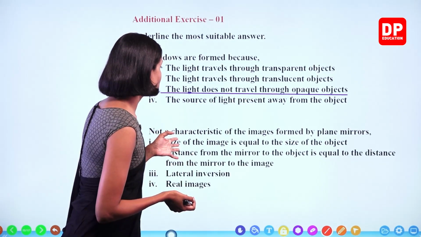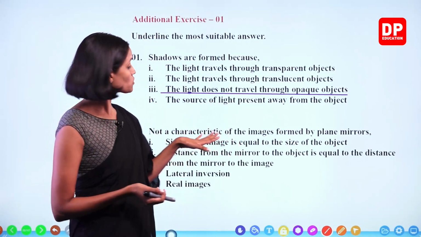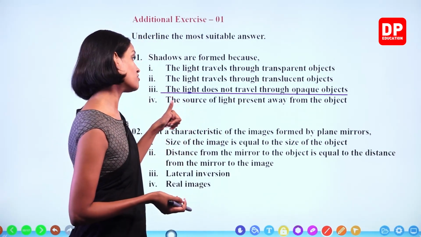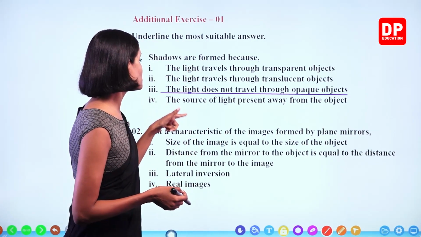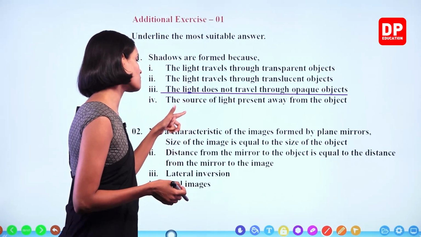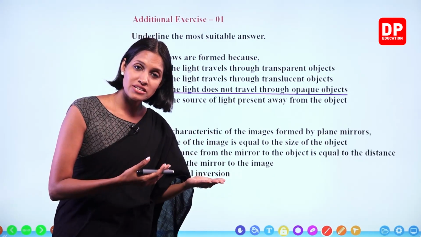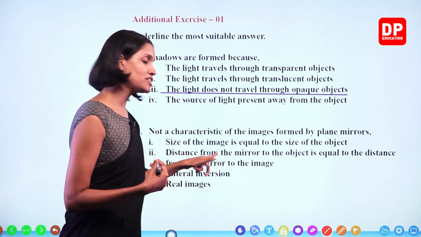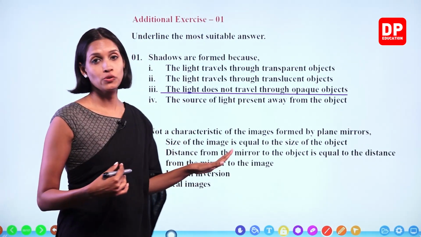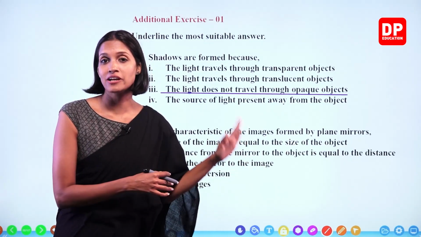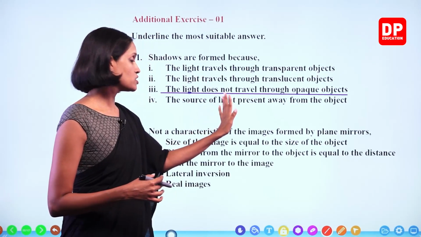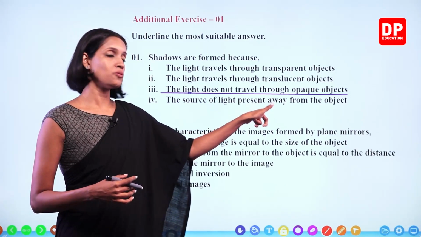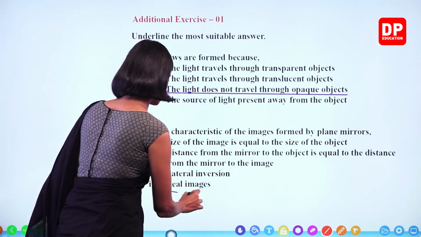Not a characteristic of the images formed by plane mirrors. Let's go through this. Size of the image is equal to the size of the object. That is a characteristic. You have to find not a characteristic. Distance from the mirror to the object is equal to the distance from the mirror to the image, which means object distance is equal to the image distance. That is also correct, right? Lateral inversion, that's also correct. Real images, no. Real images could be taken onto a screen, but we can't take the images formed by the plane mirrors on a screen. Therefore, not a characteristic of the images formed by plane mirrors is the last one, real images.